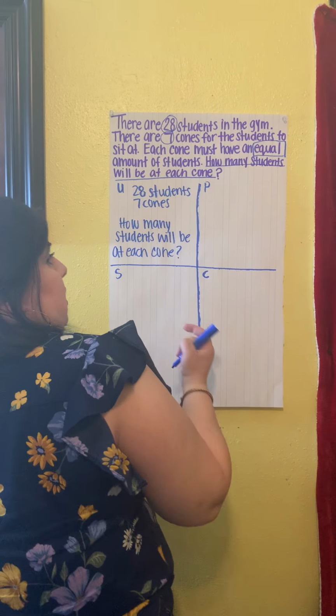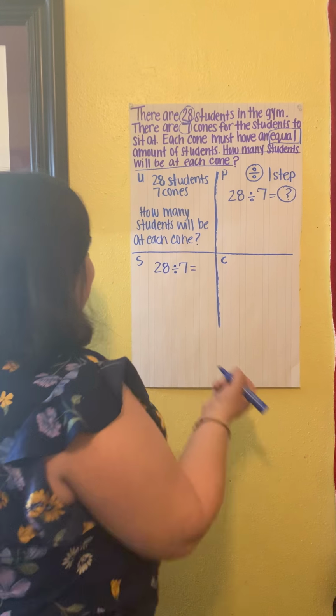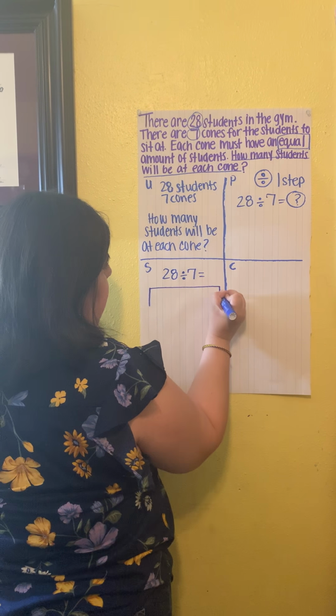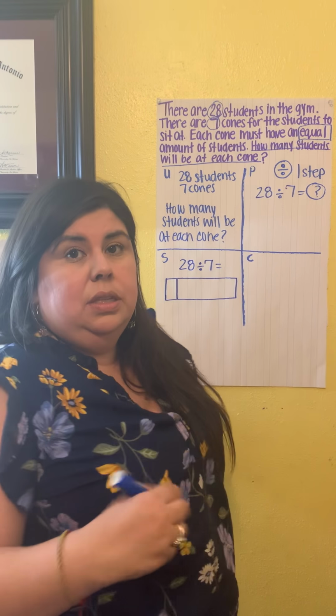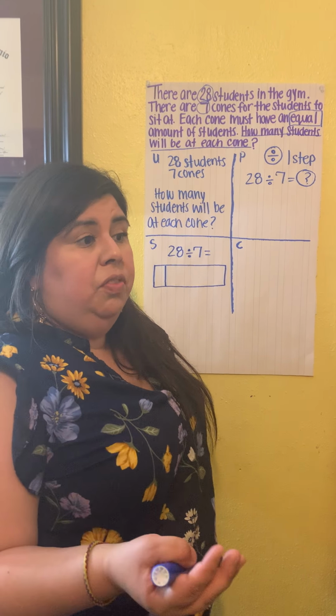Okay, then we want to go to solving it. So 28 divided by 7. We're going to do the bar model, but remember, you can also do your arrays, you can do your repeated subtraction. So we're going to use the bar model, since I don't have any manipulatives, but if you do, you can use cereal, you can use goldfish, you can use anything as a manipulative. So I want to make sure I have 7 equal bars: 1, 2, 3, 4, 5, 6, 7. We'll just check: 1, 2, 3, 4, 5, 6, 7.